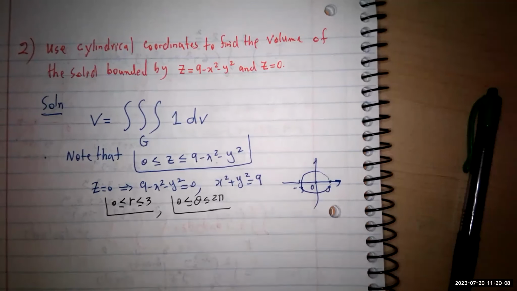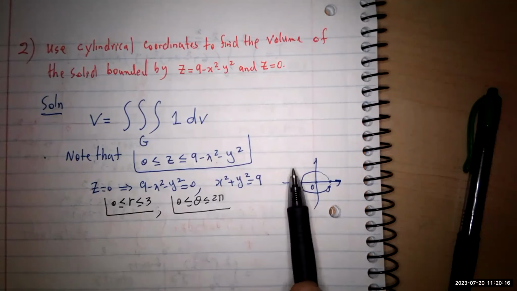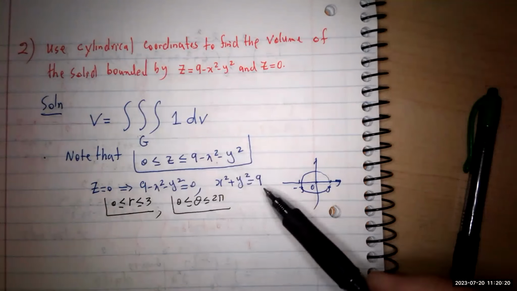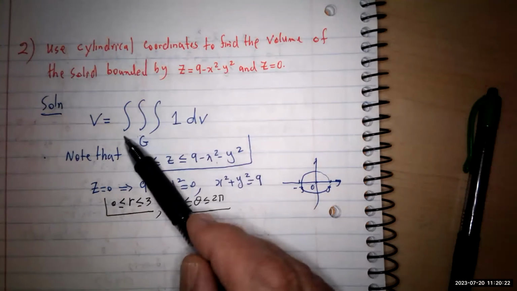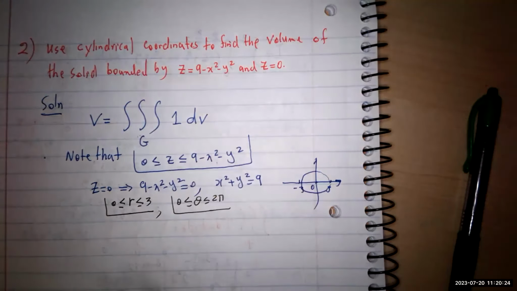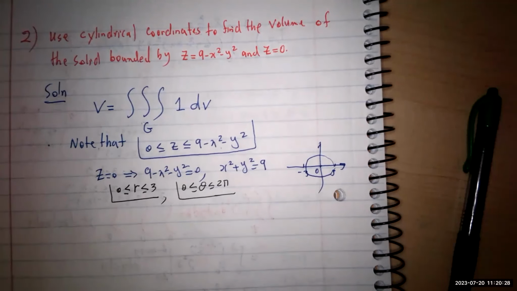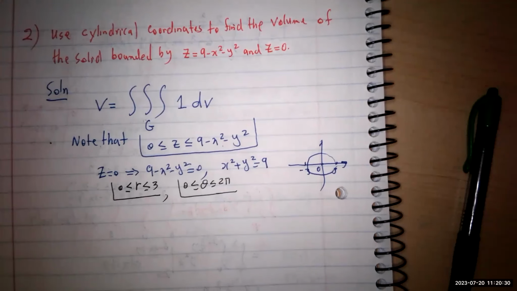If it's not going to be cylindrical coordinates, you'll be in trouble, because you get the semicircle, top and bottom, negative and positive radical 9 minus x squared, and then the range for x. But the best way to do it is just cylindrical coordinates. So we are ready to set it up.